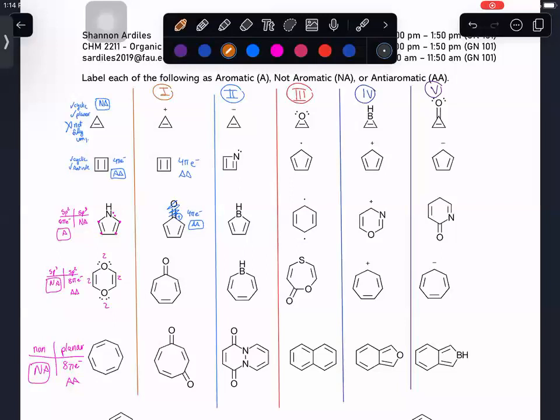Yeah, so it's 2, 4, 8, and then if you had a pair, so it's 2. So that makes it 10. There, that's 10. Whereas this one, boron only has 3 electrons.